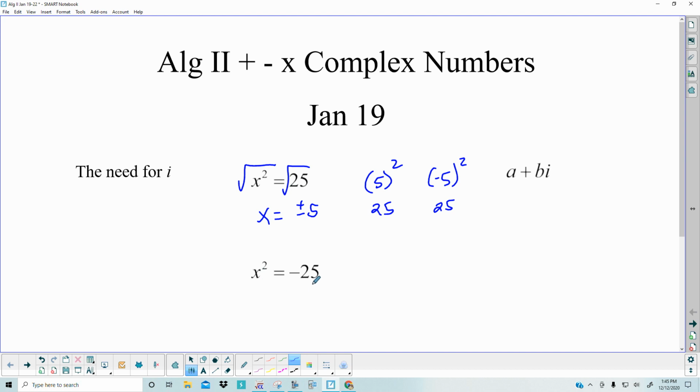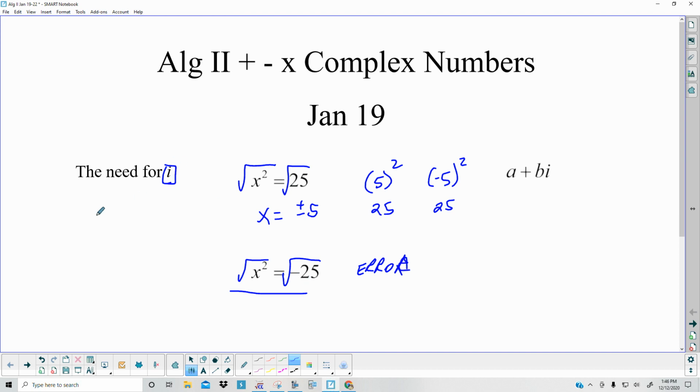Well, what about this? If you try typing it in your calculator, it's going to say error. It's going to give you an error message. If you square root both sides and type this into your calculator, it's going to tell you error. Okay, so this is the point where we have to invent a new number, and that has to do with i. Okay, I'll explain i a little more as we go, but for right now, we need a new number.